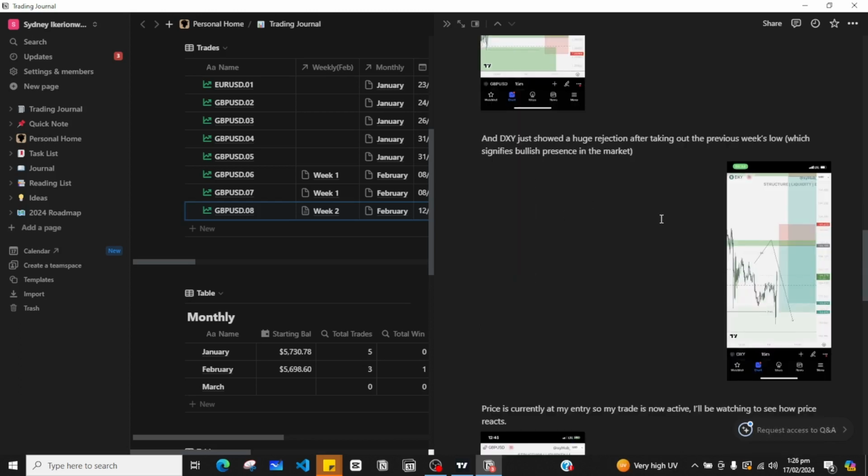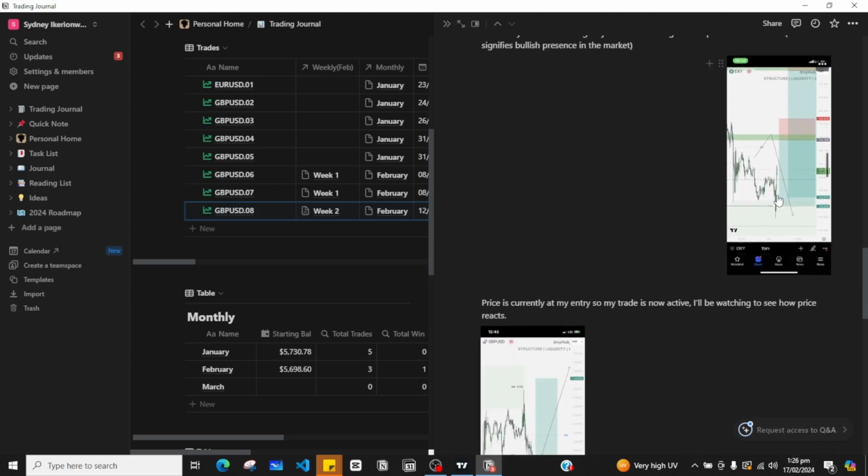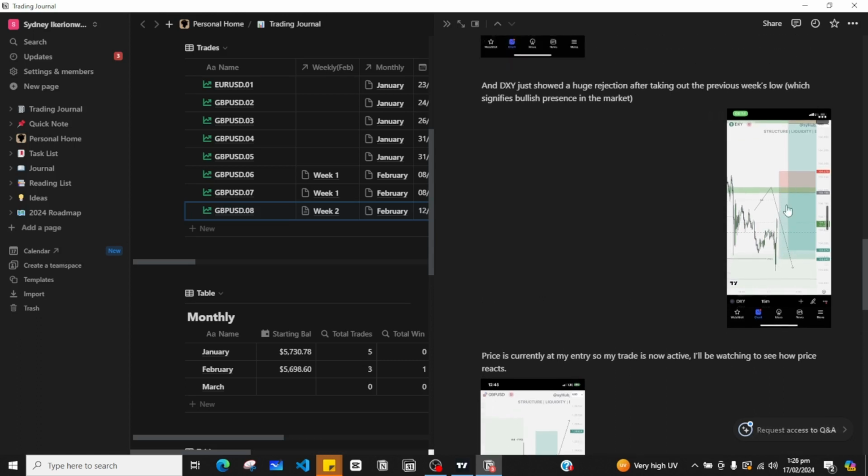As you can see here, I was using the DXY as a confluence, so this was another low probability scenario on DXY, because first I was expecting price to trade up from here without trading down into this previous week low, then trade down to the previous week low. But price went down to the previous week low, then displaced to the upside, which automatically signifies bullishness in price, and it was going to be hard for price to break this low. DXY just showed a huge rejection after taking out the previous week's low, which signifies bullish presence in the market.